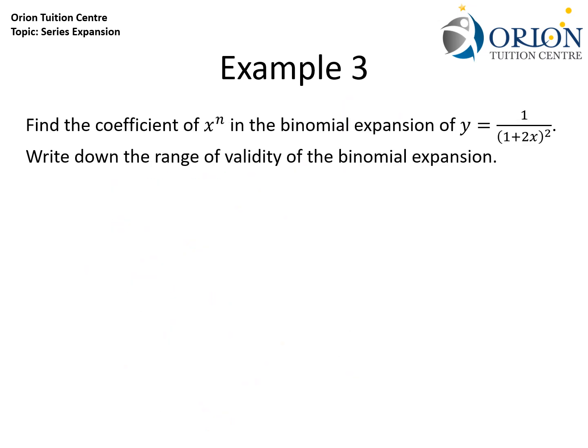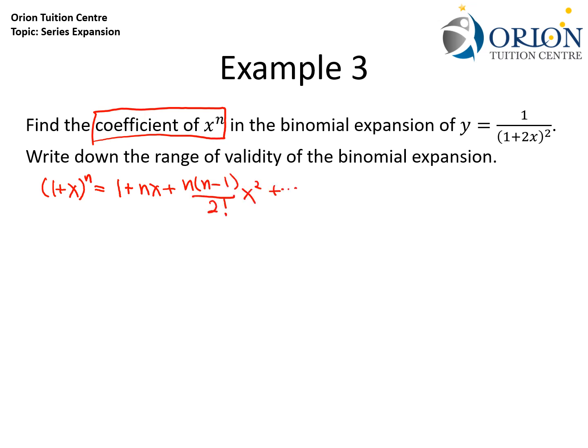In example 3, we are required to find out the coefficient of x power n instead of finding the expansion for the first few terms. So recalling from earlier, we have the formula for the binomial expansion to be 1 plus x to the power of n equals 1 plus nx plus n times n minus 1 over 2 factorial x squared and so on until n times n minus 1 until n minus r plus 1 divided by r factorial times x power r.